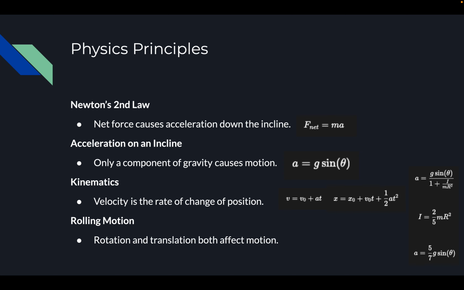Kinematics. Velocity is the rate of change of position. v equals v naught plus at. x equals x naught plus v naught times t plus 1/2 at squared.